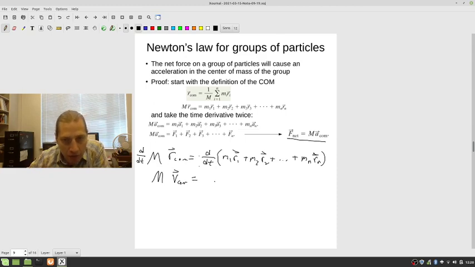And it's going to equal, I'm taking the derivative of each one of these terms individually now. And if we consider that the mass of these points is not changing, then taking the time derivative of each one of these is just going to make this a v1, v2, v3, all the way up to vn. So it's going to give me m1 v1 plus m2 v2, these are vectors, plus dot, dot, dot, plus mn vn.